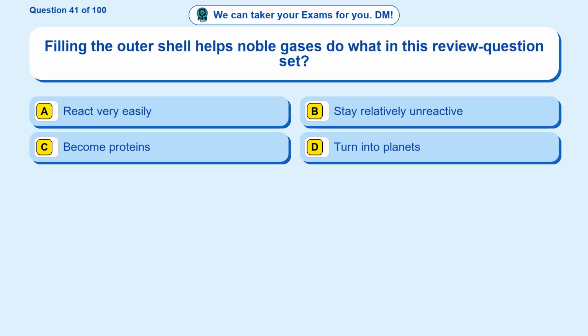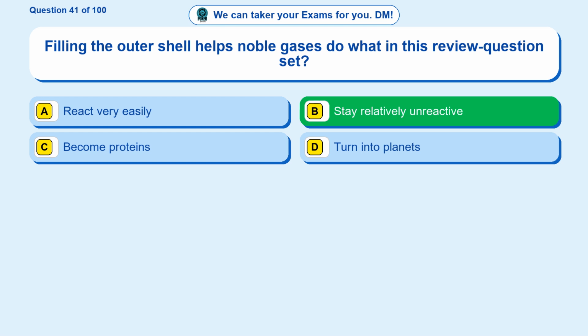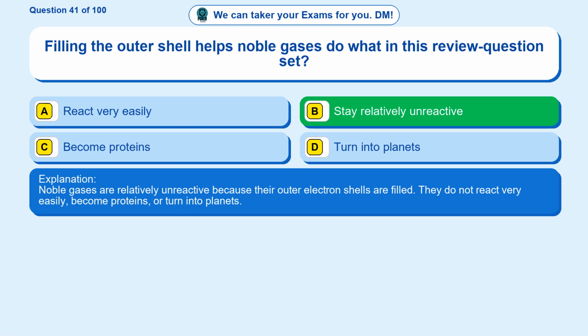Question 41. Filling the outer shell helps noble gases do what in this review question set? Option A, react very easily. Option B, stay relatively unreactive. Option C, become proteins. Option D, turn into planets. The correct answer is option B, stay relatively unreactive. Noble gases are relatively unreactive because their outer electron shells are filled. They do not react very easily, become proteins, or turn into planets.